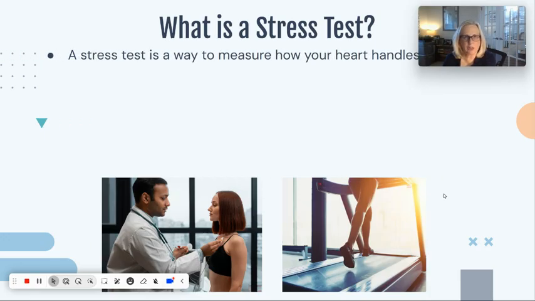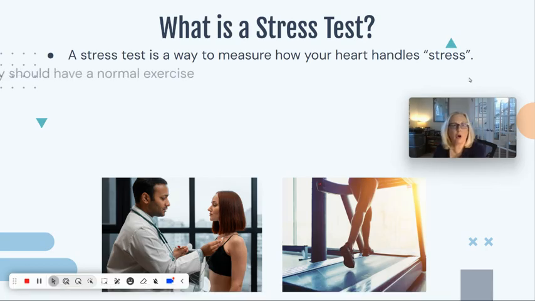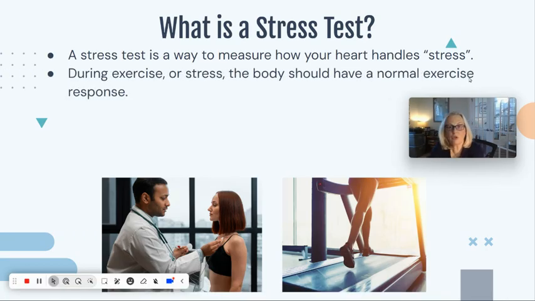All right, let's go. Okay, so what's a stress test? First and foremost, a stress test is a way to measure how your heart actually handles stress. I know you need to write this down. And when we stress somebody, we are usually exercising them. When we're putting our heart under stress, we are usually exercising. So during exercise or stress to the heart, the body has normal exercise responses that happen. We're looking for that normal exercise response while they're on the treadmill.